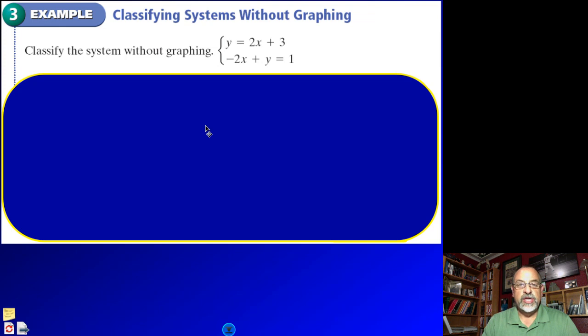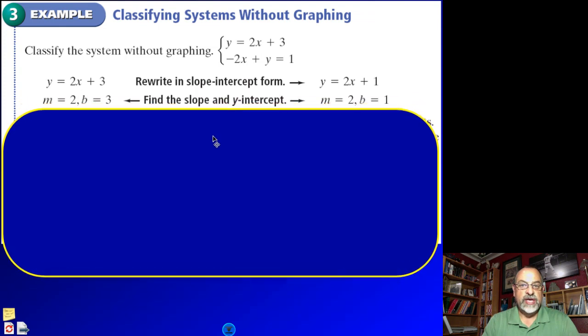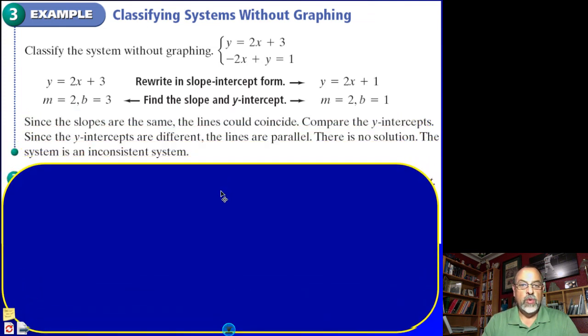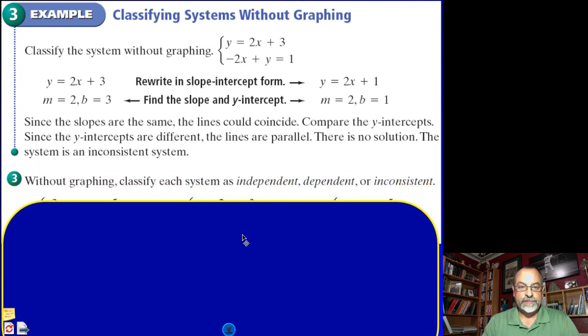So here's an example where we classify it without actually graphing. Again, we need to put it in slope-intercept form, so we're going to rewrite both equations in slope-intercept form. We're then going to check the slopes first. The slopes are the same, so that means we either have a dependent system, a line on top of a line, or an inconsistent system. So we'll look at the y-intercept to determine the difference. The y-intercept is a 3 in one and a 1 in the other, so because they have the same slope but different y-intercepts, they are parallel, which means this is an inconsistent system.